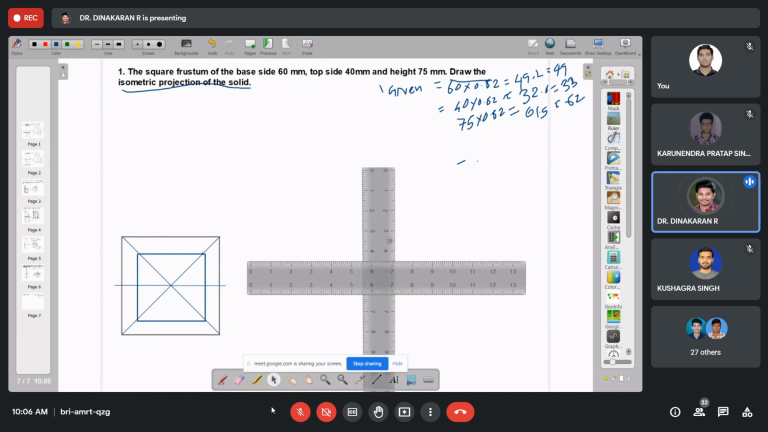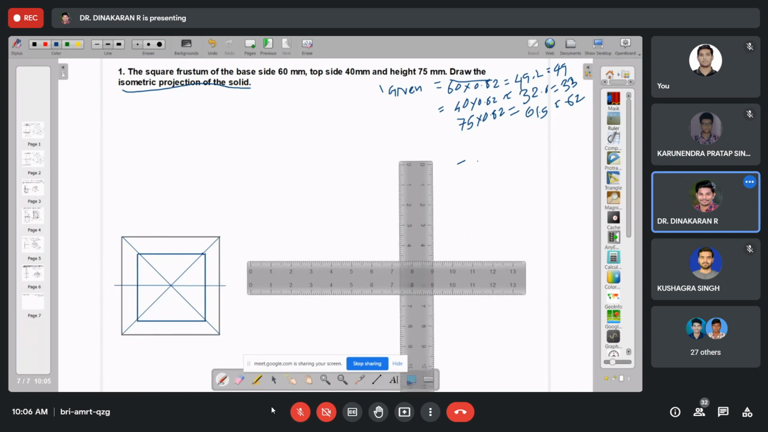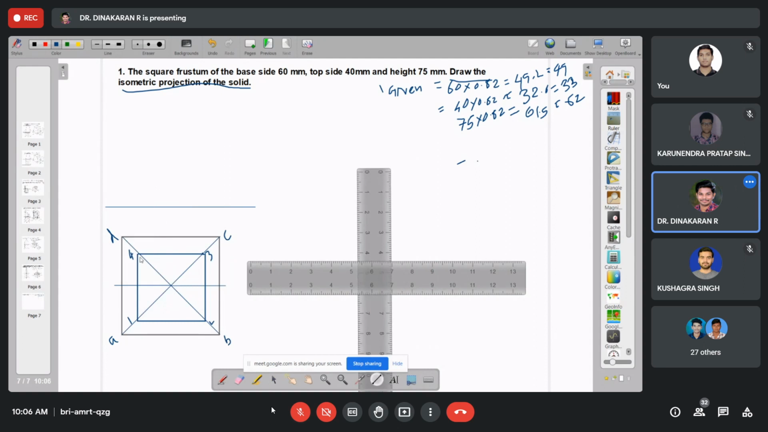Any doubt on this? Let's say A, B, C, D, 1, 2, 3, 4. How much height? 62.